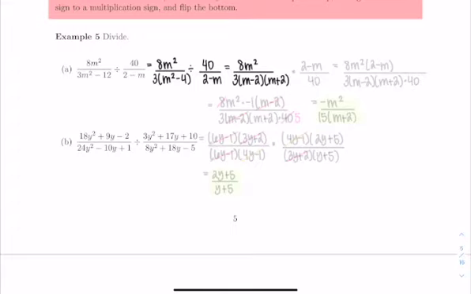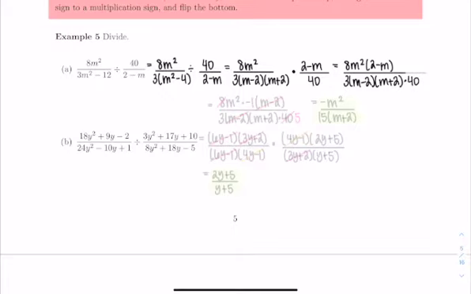I'm going to go ahead and change my division to multiplication, and I'm going to flip the second fraction. So now we have 2 minus m over 40. So let's go ahead and multiply these out. We multiply across the top, 8m squared times 2 minus m, and we multiply across the bottom, 3 times m minus 2 times m plus 2 times 40.